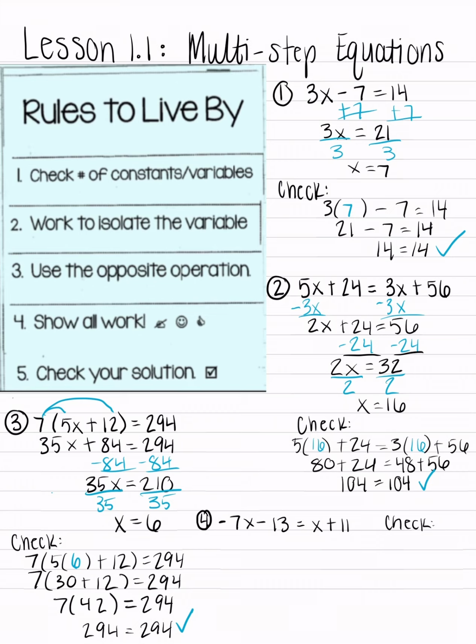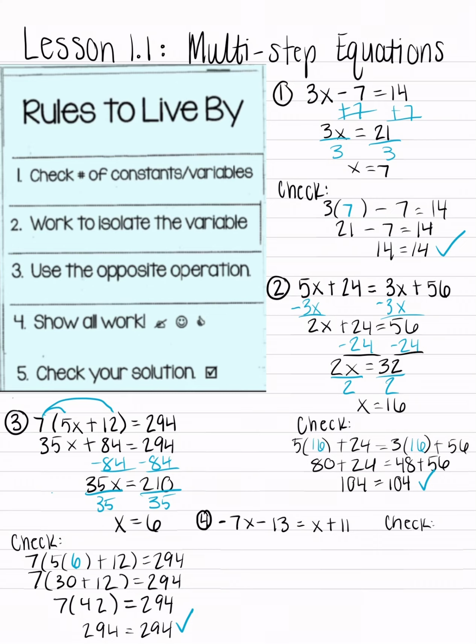Okay, now this one, negative 7x minus 13 equals x plus 11. Again, you get to make the decision which piece you want to move first. So you could move the negative 7x, the negative 13, the x, or the 11. Your goal is to get all the variables on one side, all the numbers on the other, okay? That's the goal of it. That's what you need to do.